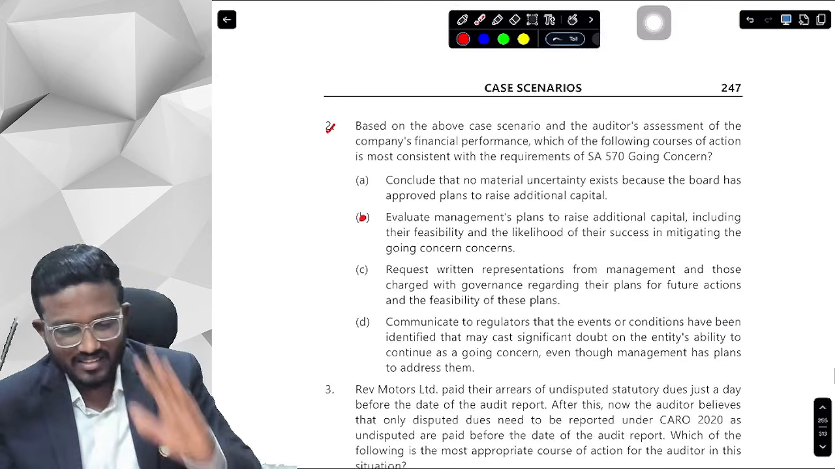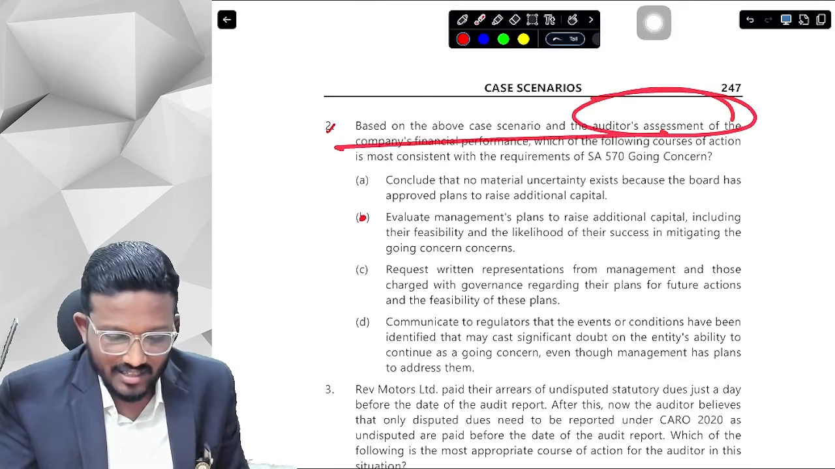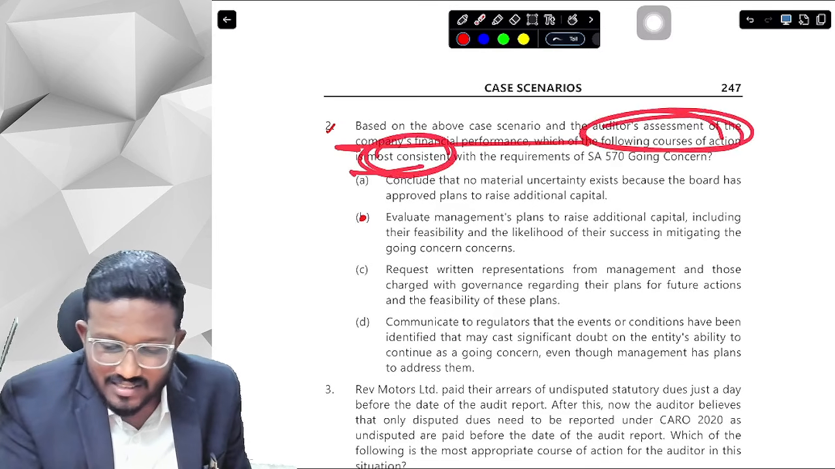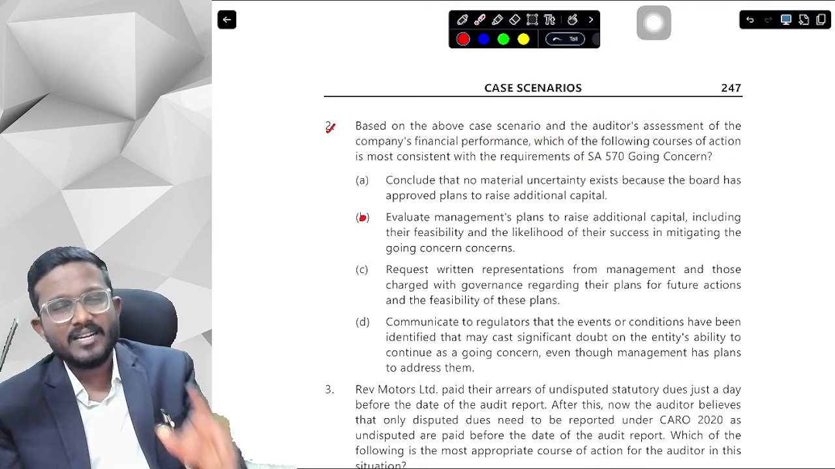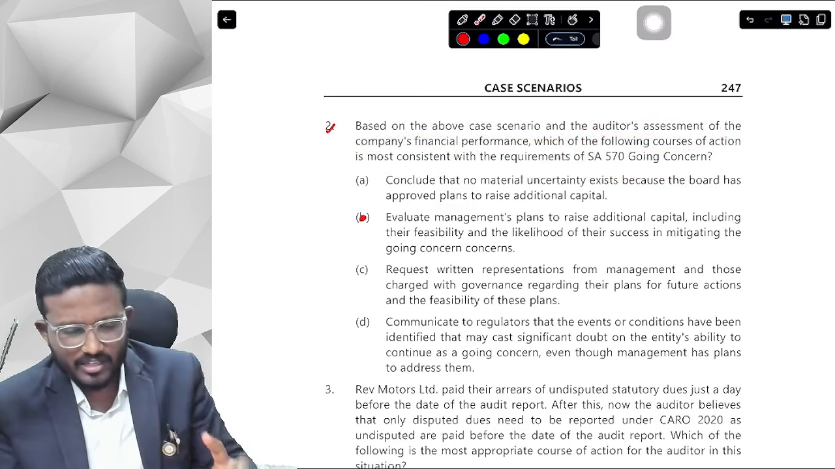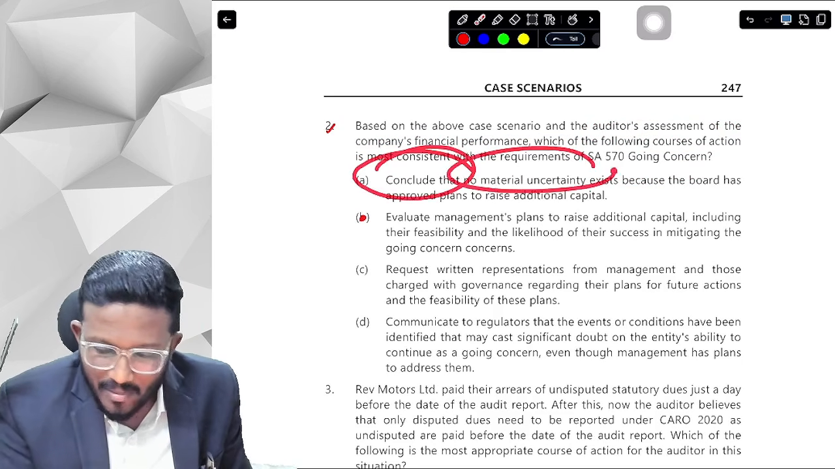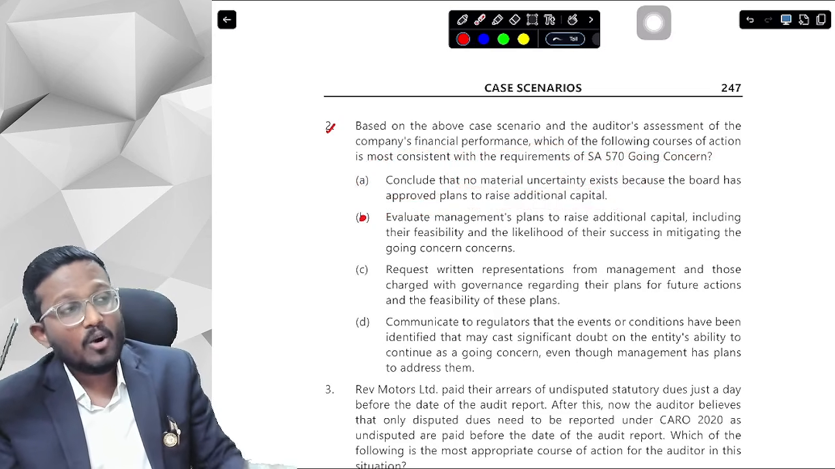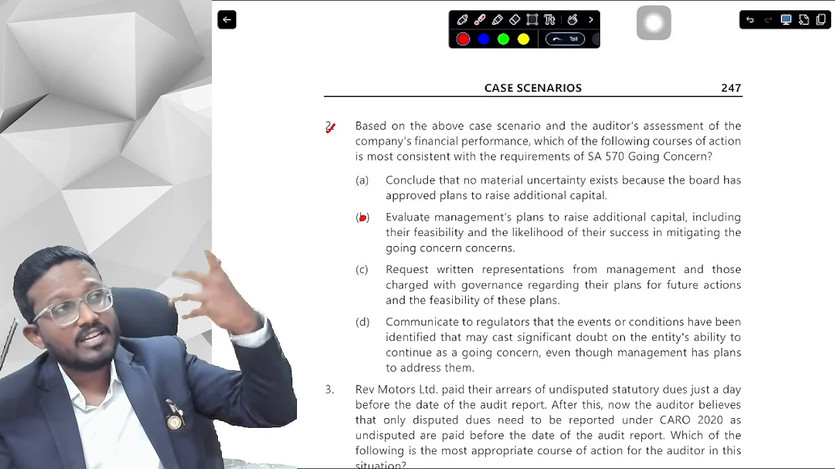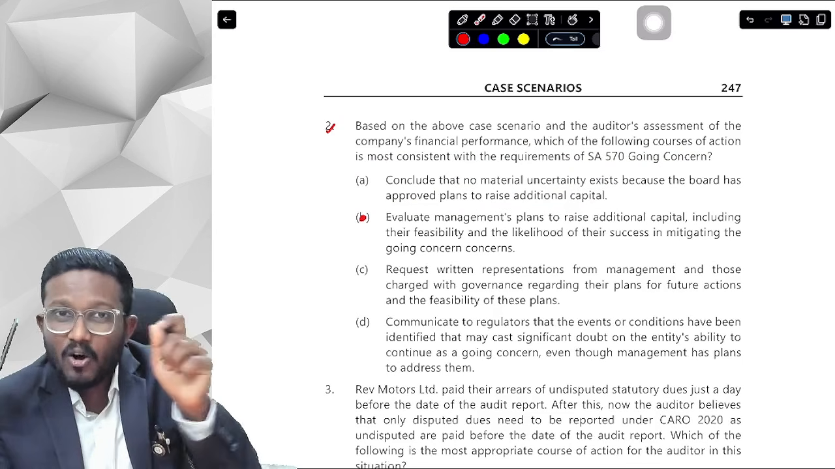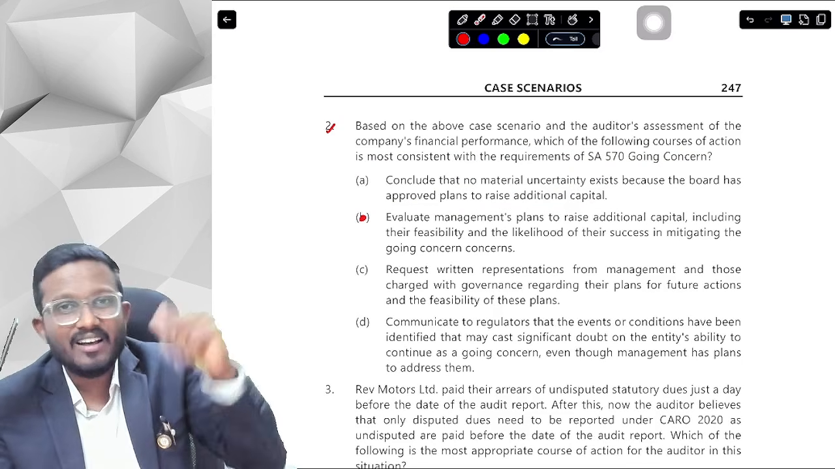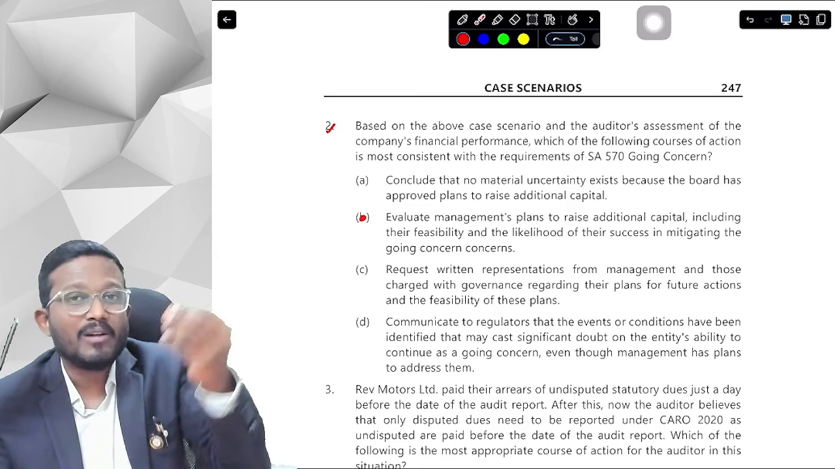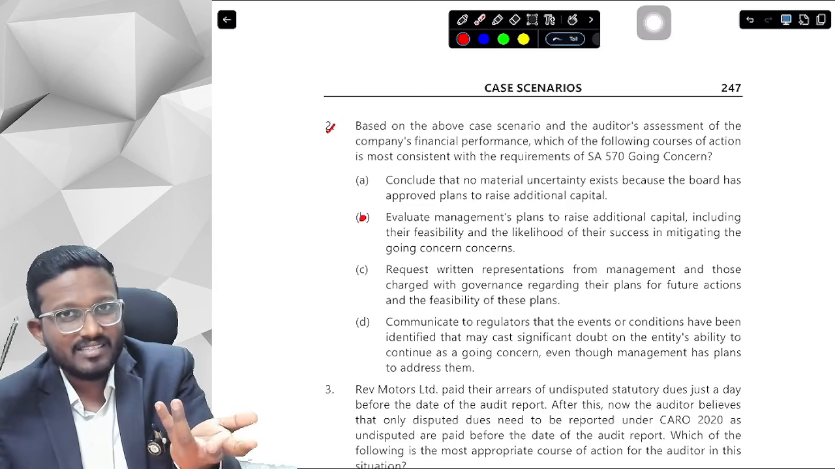Okay, yes sir. Next, based on the above case scenario, we are assessing the company's financial performance. Which of the following courses of action is most consistent with the requirements of SA 570? Means which of the following statements is true? First of all, we need to conclude that no material uncertainty exists because the board has approved the plans to raise the additional capital. No, here also there will be material uncertainty. What if the plans to raise the additional capital are just plans? If we are not able to raise the additional capital, then the material uncertainty will continue.